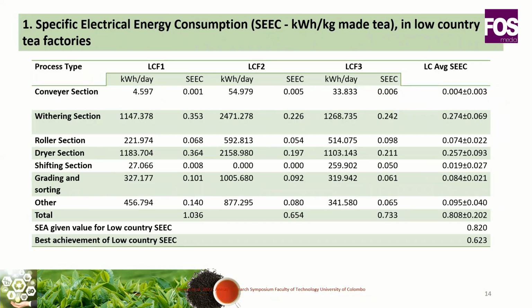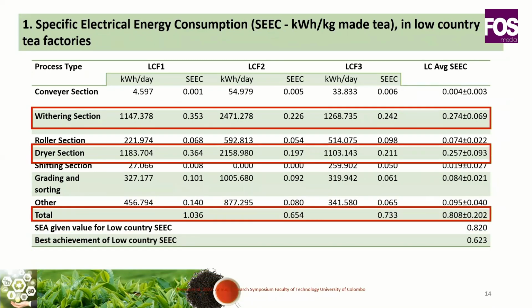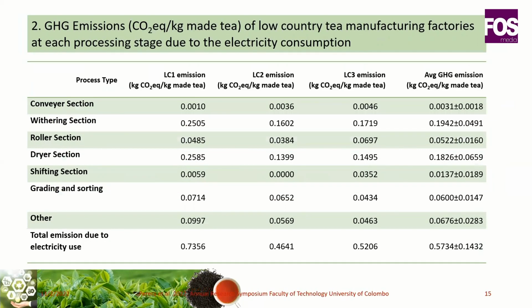When we consider the specific electrical energy consumption in low country factories stepwise, the highest energy consumption was recorded at the withering stage followed by the drying stage. And also when we consider the total energy consumption, it was around 0.80 and it is nearly equal to the value which was given by the SEA. And also the best achievement was not achieved by the average value.